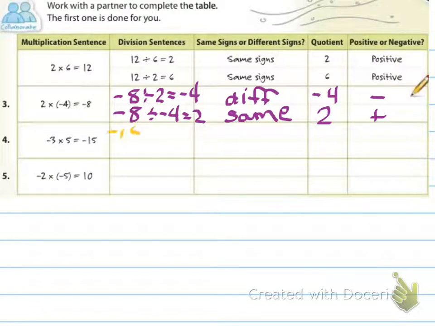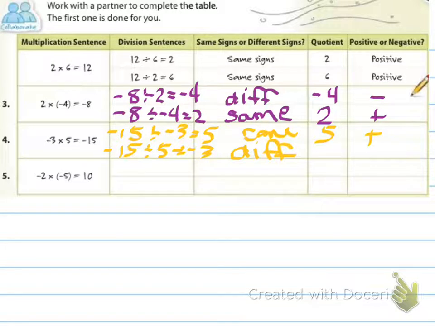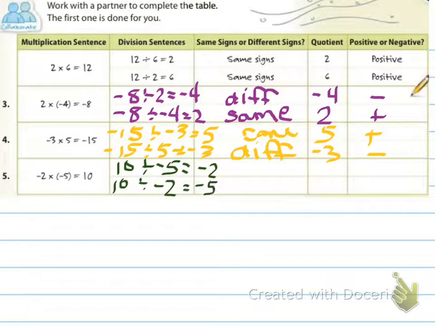You should have -15 divided by -3 equals +5, or -15 divided by 5 equals -3. Doesn't matter which order you put it in. And so for this one, it was same signs, and the answer was a positive. And this one, it was different signs, and the answer was a negative. For the next one, we've got 10 divided by -5 equals -2. 10 divided by -2 equals -5.